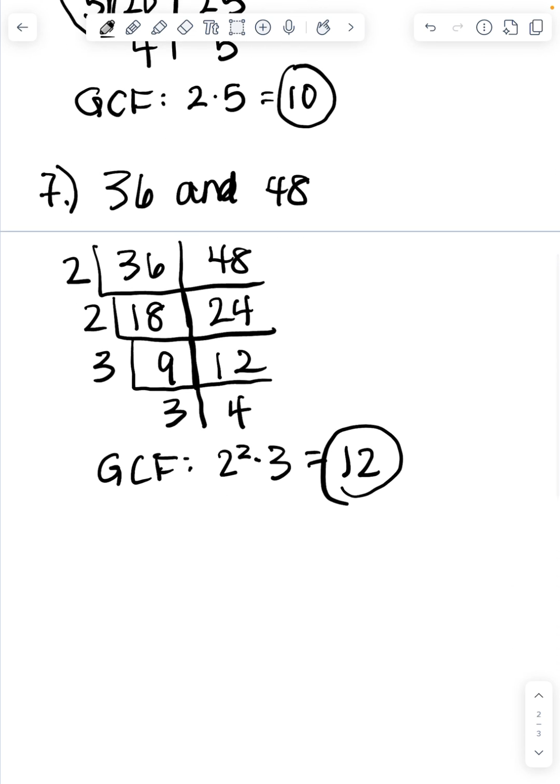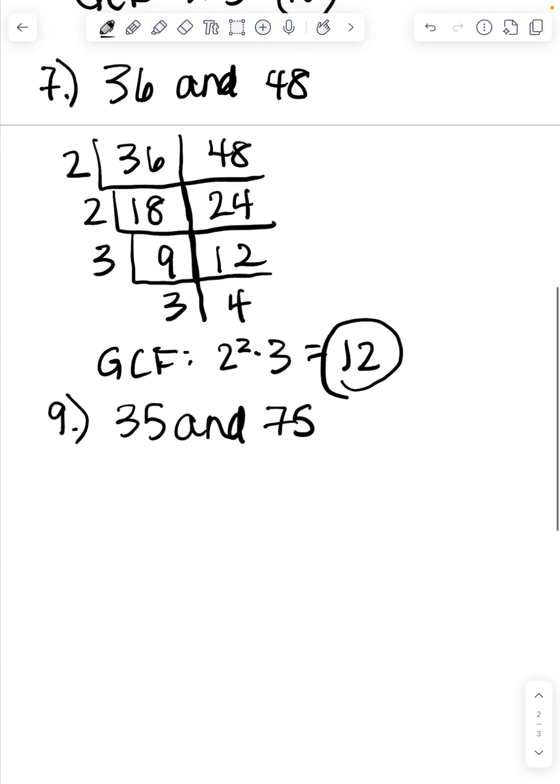Number 9, use prime factorizations to find the GCF of each pair of numbers. Okay, so number 9, we're comparing 35 and 75. And we need to do the prime factorization of each one of these. I don't care how you figure out the prime factorization for 35 and 75. You probably will need some extra side work if you can't do it right off the top of your head. You can either do a factor ladder or you can do a factor tree.